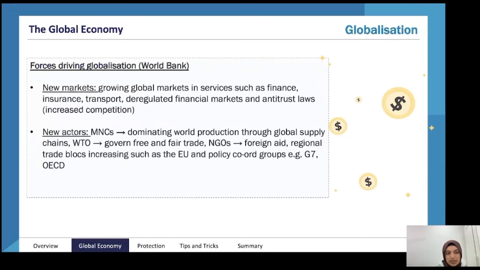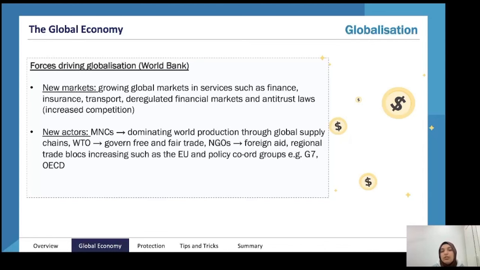So what are some forces that drive globalization? First of all, we have new markets. So these are growing global markets, right? This idea that in services such as finance, insurance, transport, there are deregulated financial markets and antitrust laws as well. So we have a lot of increased competition with that regard. We have a lot of new markets because now we've become more integrated. There's a lot more available. We have a larger pool of resources as well.